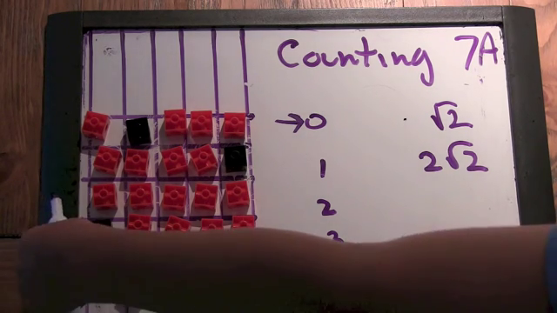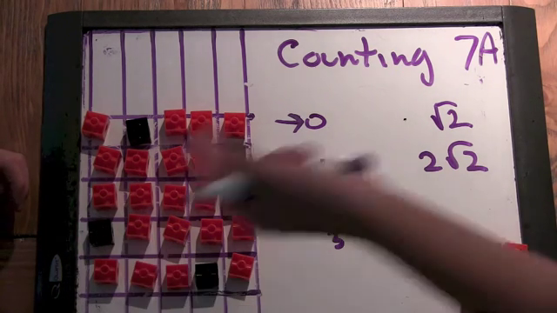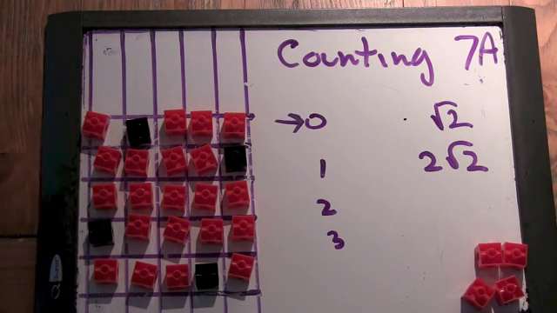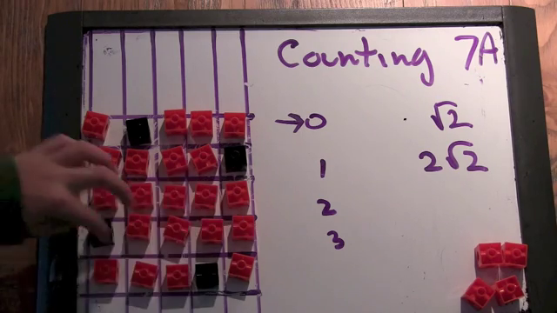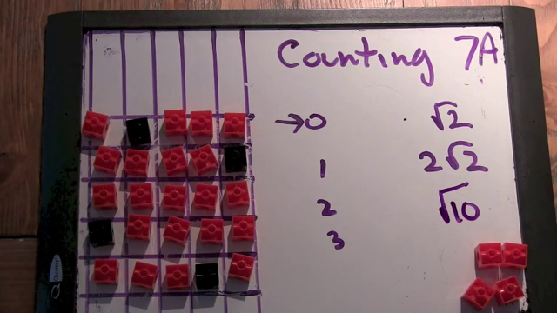Well, if this is 1, 3, root 10, we kind of form a right triangle. Alright, so that's a root 10. A 1, 3, root 10 triangle. Okay, can you find any other squares?